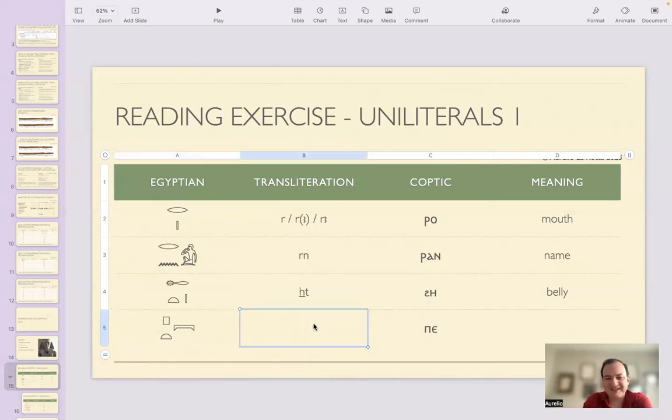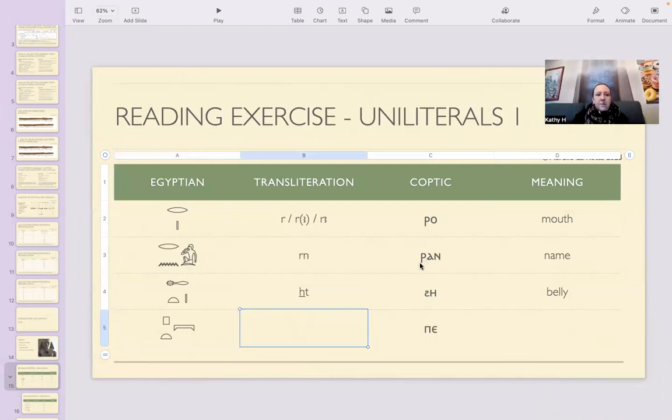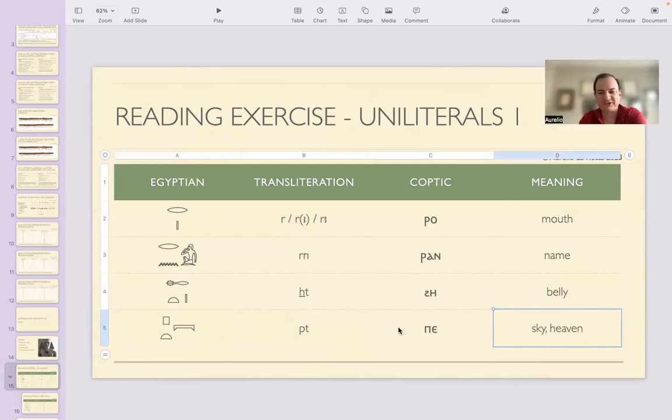Cool. Thanks, David. Let's do the next one. I can do that one. All right. It's pet. PT. Indeed. Coptic is pe, and that means sky or heaven. There you go. 100% correct.